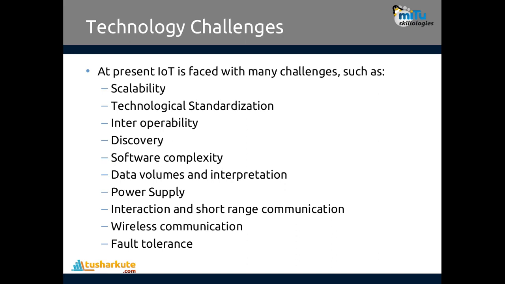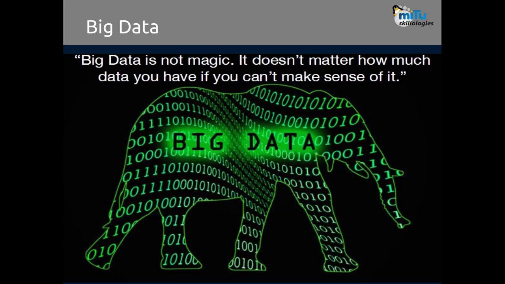In industrial IoT also these common challenges are present, and researchers are now working to find solutions to them. There is one more term you might know: big data. Huge amounts of data. I've shown big data here in the form of an elephant because there's a tool called Apache Hadoop, which is very commonly used to analyze data, and whose logo contains an elephant. So big data is not magic. It doesn't matter how much data you have if you can't make sense of it. Whenever using IoT, the main task is to collect data, and every IoT device is live continuously.